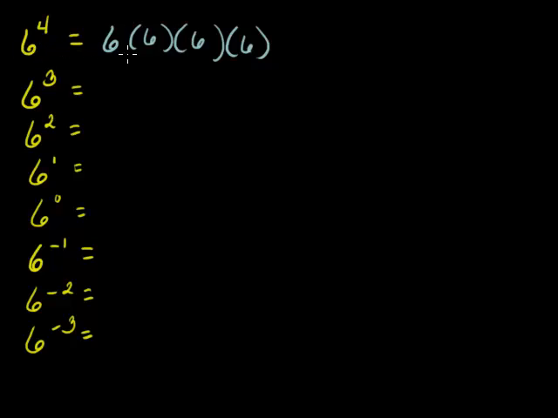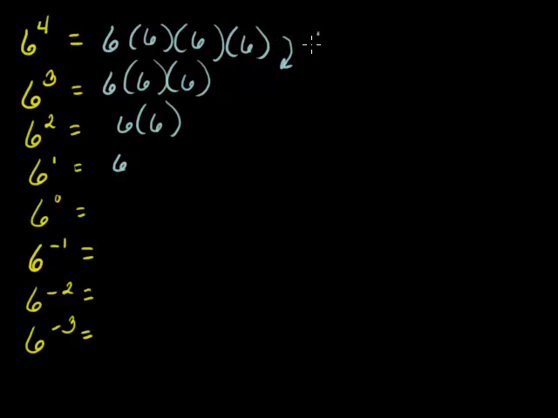The 6 is multiplied by itself 4 times. 6 cubed, or 6 to the third, is 6 times 6 times 6. 6 squared is simply 6 times 6, and 6 to the 1 is 6. If you notice here, as we're going down, each one of these is dividing by 6. So 6 to the fourth to 6 cubed is dividing by 6. So each one of these is dividing by 6.